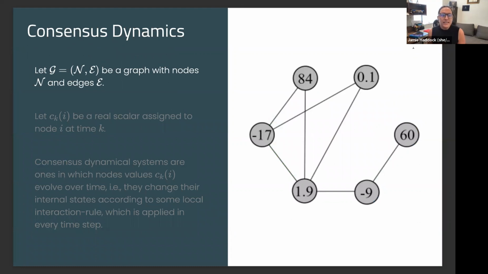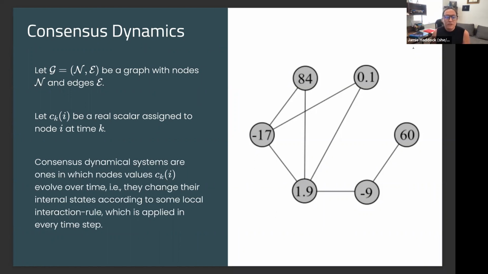Okay, so focusing in on consensus dynamics. We're going to imagine that we've got a graph, right? Our graph has nodes N and edges E. And the dynamics portion of this is focused on these values c_k(i). These are scalar values assigned to each of the nodes, node i, and they're changing over time. That's the dynamic part. So this is the value at time k.